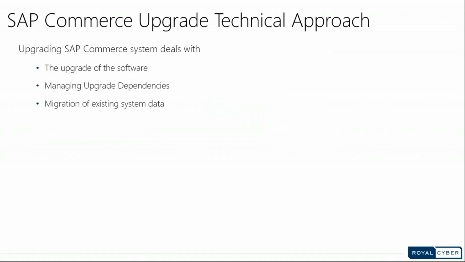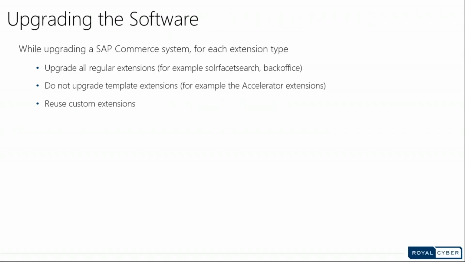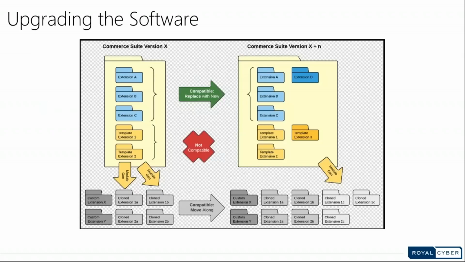From the technical approach side, there are different stages, and it mainly deals with the upgrade of the software, managing the upgrade dependencies, and migration of the existing platform or system data. While upgrading the software, upgrade all the regular extensions and do not upgrade the template extensions, for example accelerator extensions, which might be out of the box, or the platform extensions. We will reuse the existing custom extensions, and we will be migrating only the custom extensions as per the changes for that. And this is the process we will follow for the upgrade.